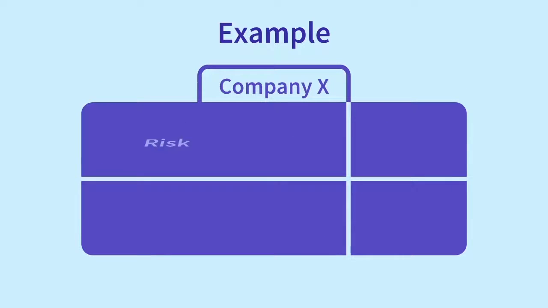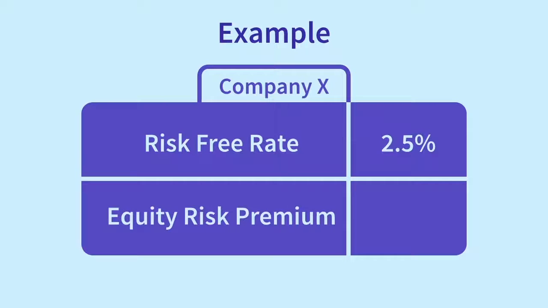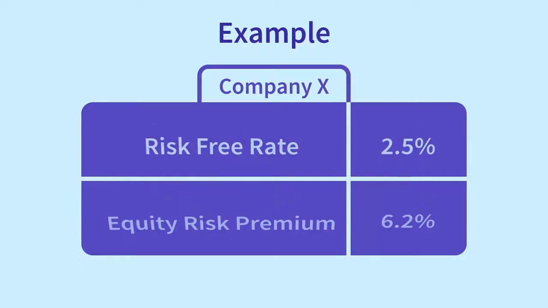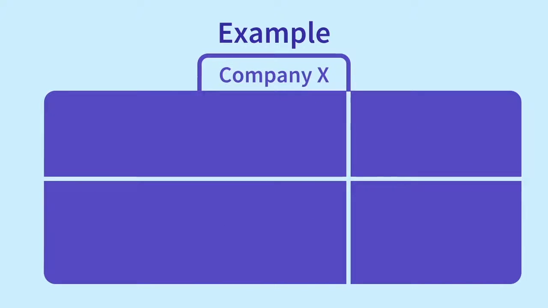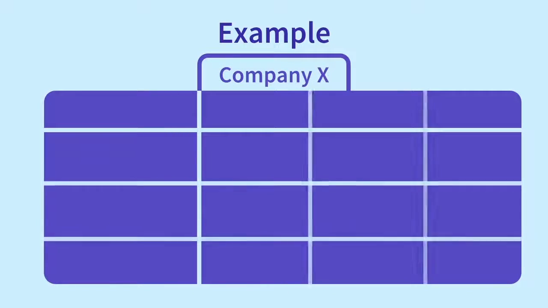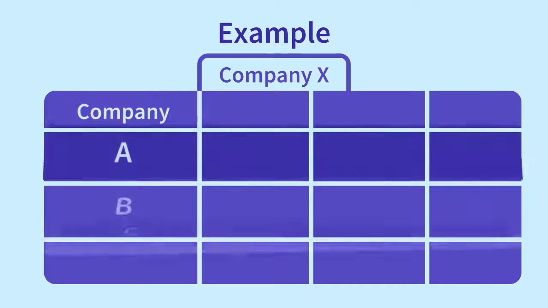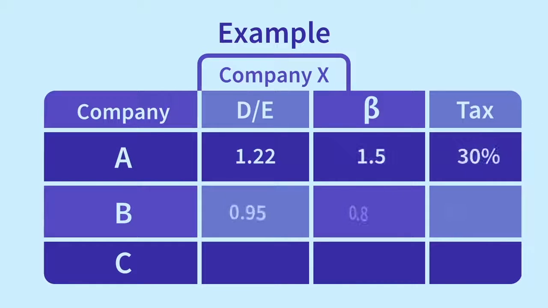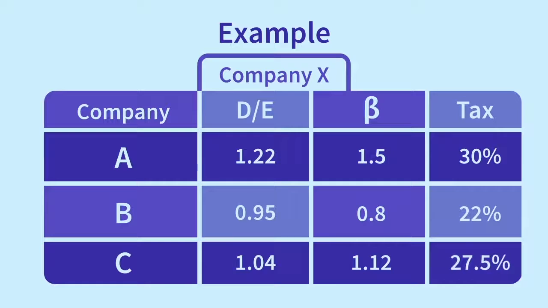Some more general information then. The nominal risk-free rate, taken as the 20-year Treasury yield in the US, is 2.5%, and the long-term average equity risk premium is currently recorded at 6.2%. We are also given some market information on comparable companies. Here, company A, B, and C are shown including their debt-to-equity ratio, beta, and their corporate tax rate.